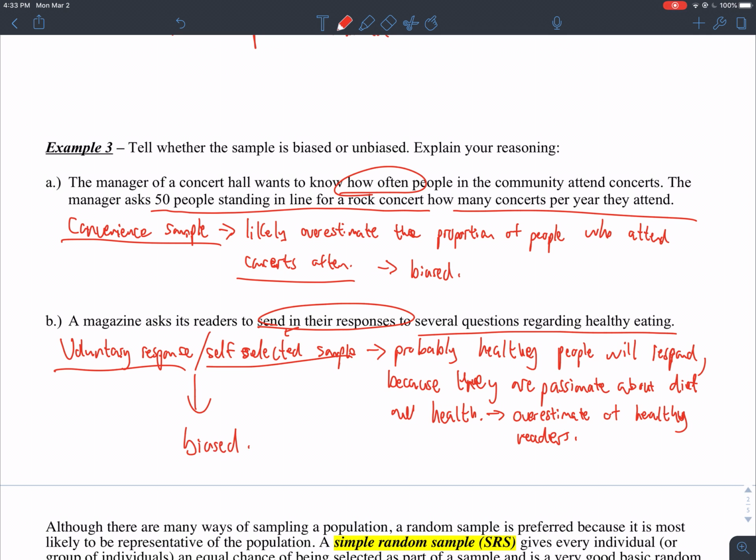Alright, so again, remember, biased samples do not represent the whole population. This one had an overestimate of one group, this had an overestimate of another group, and therefore you're underestimating part of the population at the same time.